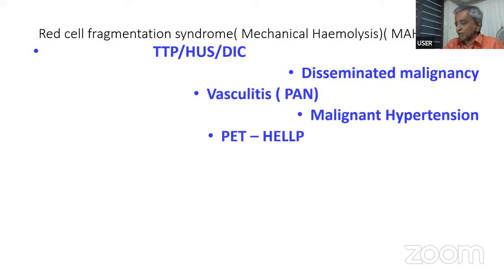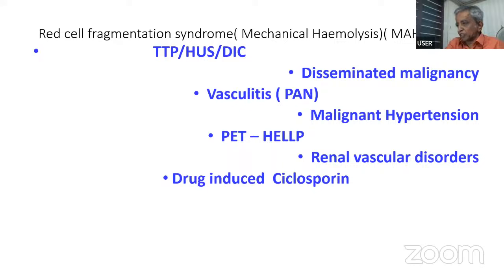Now, preeclamptic toxemia and HELLP syndrome, there also you find there can be microangiopathic hemolytic anemia. Then renovascular problems can also produce microangiopathic hemolytic anemia, or red cell fragmentation syndrome. And drug-induced fragmentation syndrome, particularly cyclosporin. Other drugs have also been described. Clopidogrel has been described. Here, I have taken cyclosporin as an example. So drug-induced has to be remembered.